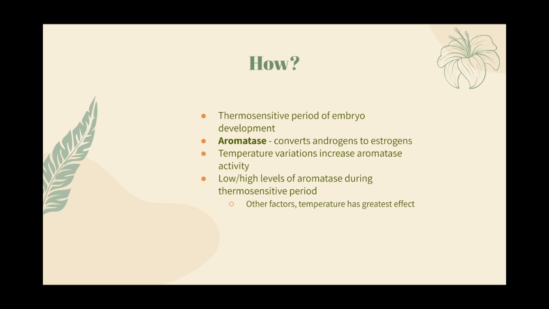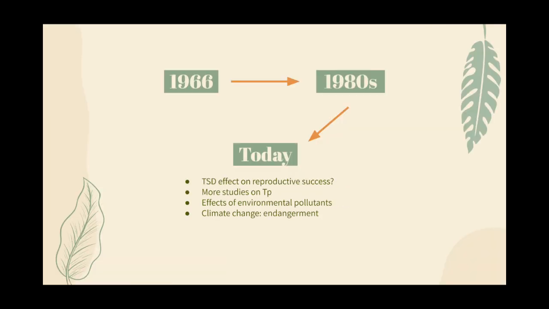Temperature variations can increase aromatase activity. So if an individual has lower aromatase, less of their male sex steroids will get converted to female, and they'll be a male. If an individual has higher aromatase, then more of their male sex steroids will be converted to female, and they'll be a female. There are other factors that affect aromatase activity, but temperature has the greatest effect.